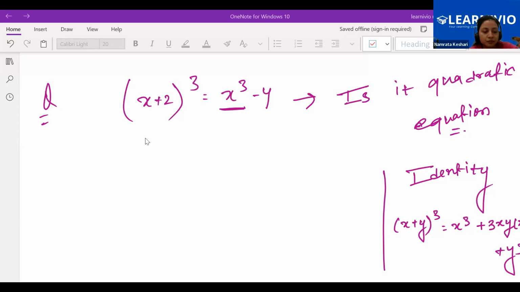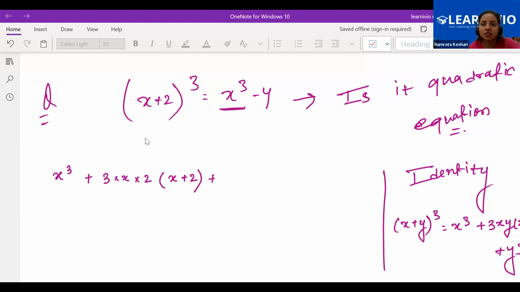Ma'am, I don't understand. Can you please explain? Yeah, sure. Let's do it. We will solve it. So (x plus 2) whole cube. The formula says x cube plus 3 into x into 2 into (x plus 2)... Okay, let me write it.